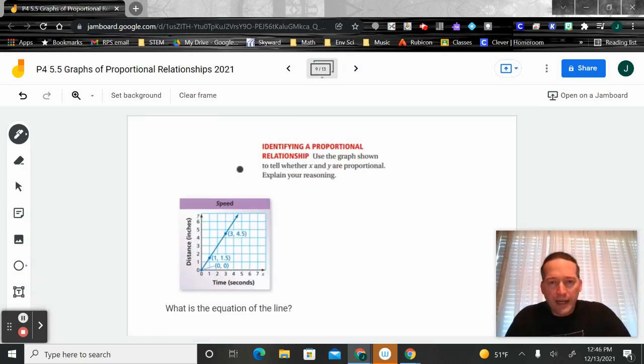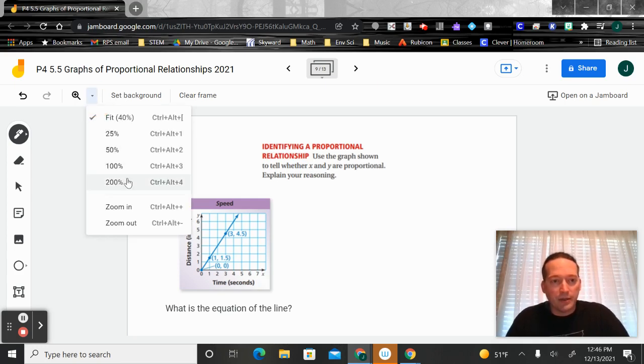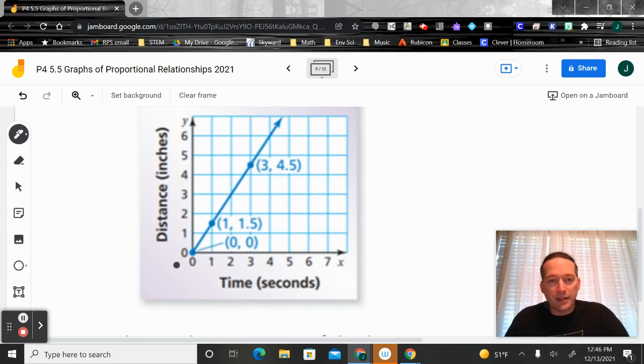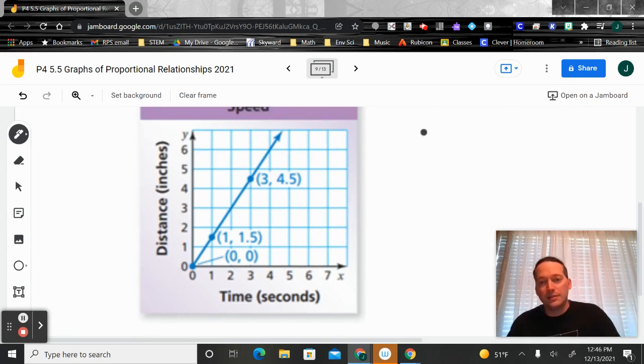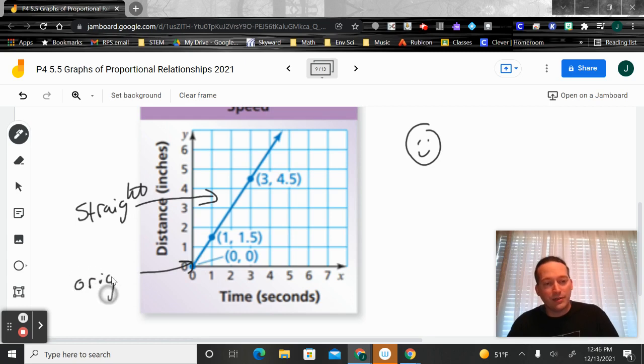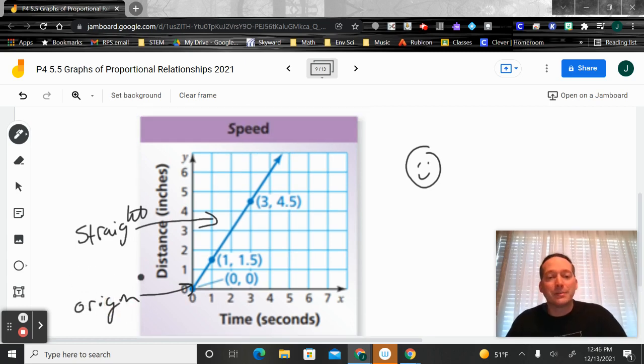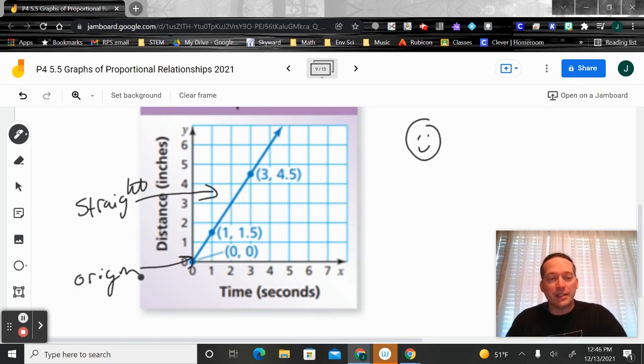Okay, use the graph shown to tell whether x and y are proportional. Okay, well, I think you figured it out. The answer is, of course, yes. It's straight, and it goes through the origin. Okay. What is the equation of this line?